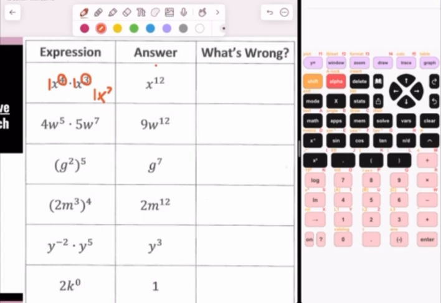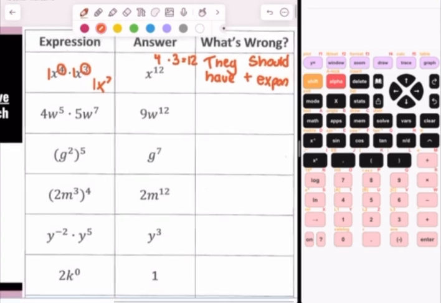Let's think, how can we get 4 and 3 to equal 12? Oh, they multiplied. So what's wrong? They should have added exponents. I'll just abbreviate exponents.